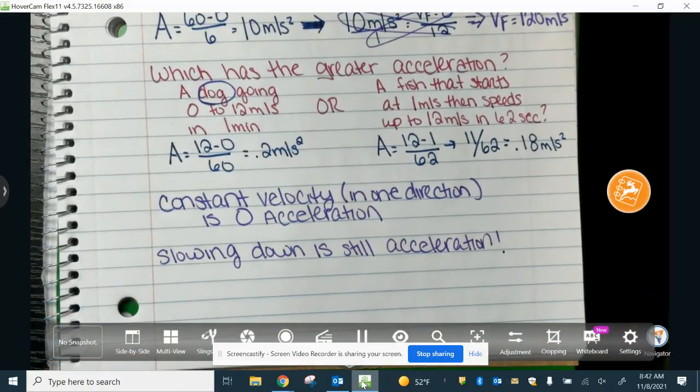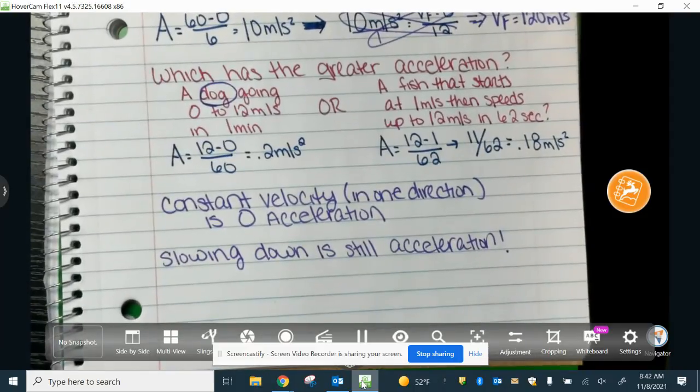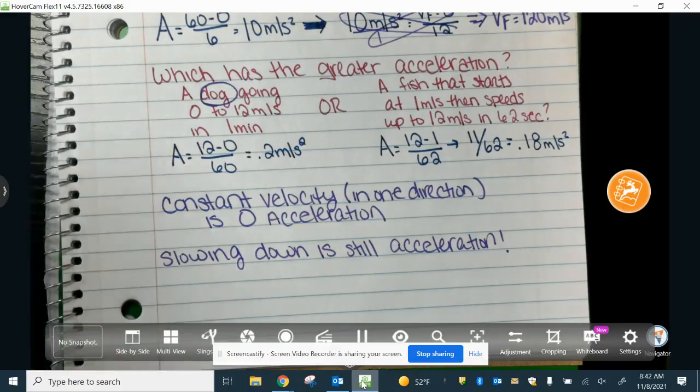All right, constant velocity in one direction is a zero acceleration. It's no acceleration. If you're going 60 miles per hour east home, you're not accelerating. You set your cruise control, and you're not accelerating. If you are slowing down, however, if you're hitting your brakes or your gas, really, it's acceleration. You have to have that change in velocity.